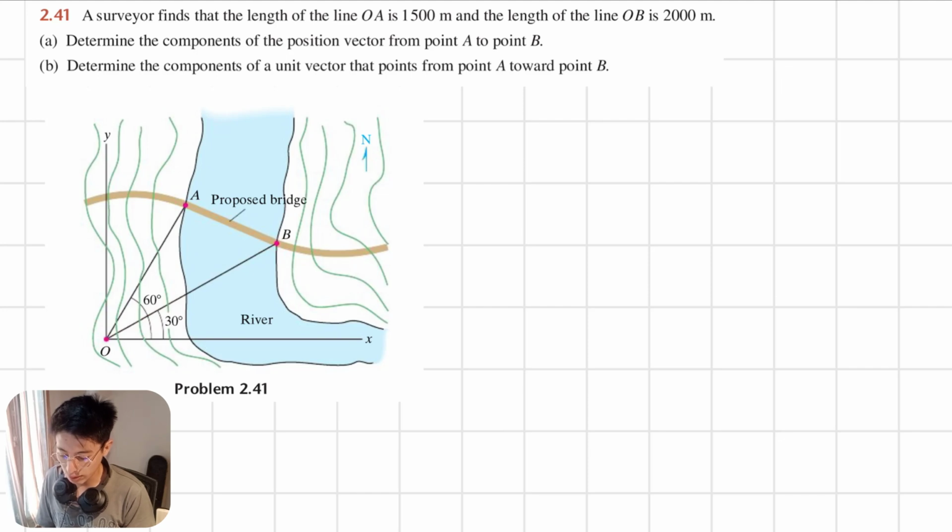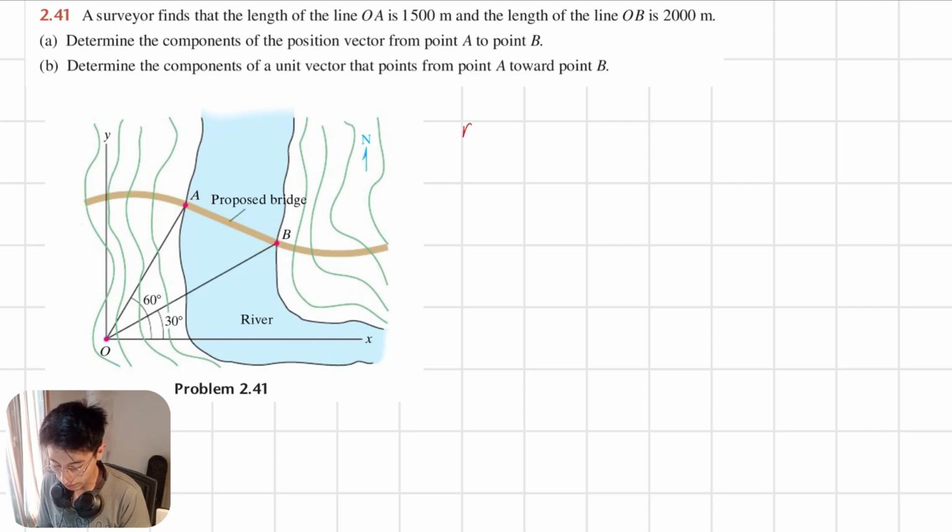Determine the components of a unit vector that points from point A toward point B. Right? Basically, they are asking for this vector and for the corresponding unit vector. So I'm going to write down that they are asking for R, O, B. I'm sorry. My mistake. They are asking for the vector A, B. I'll check. Yeah, A, B. So this vector and the corresponding unit vector.